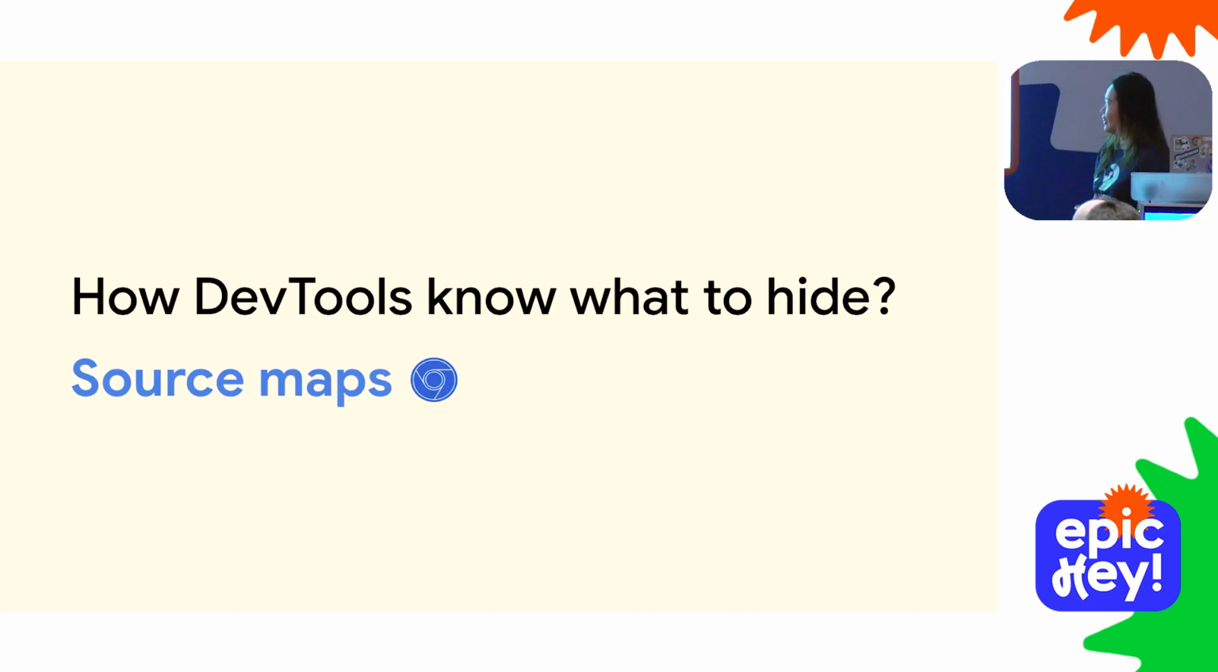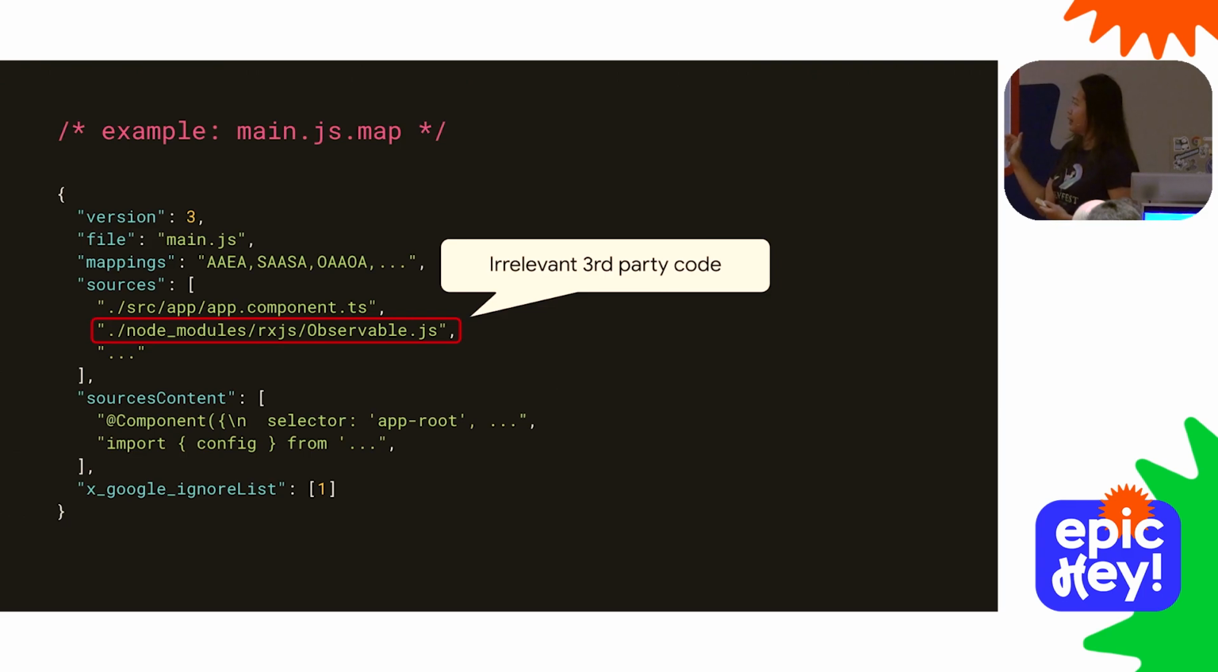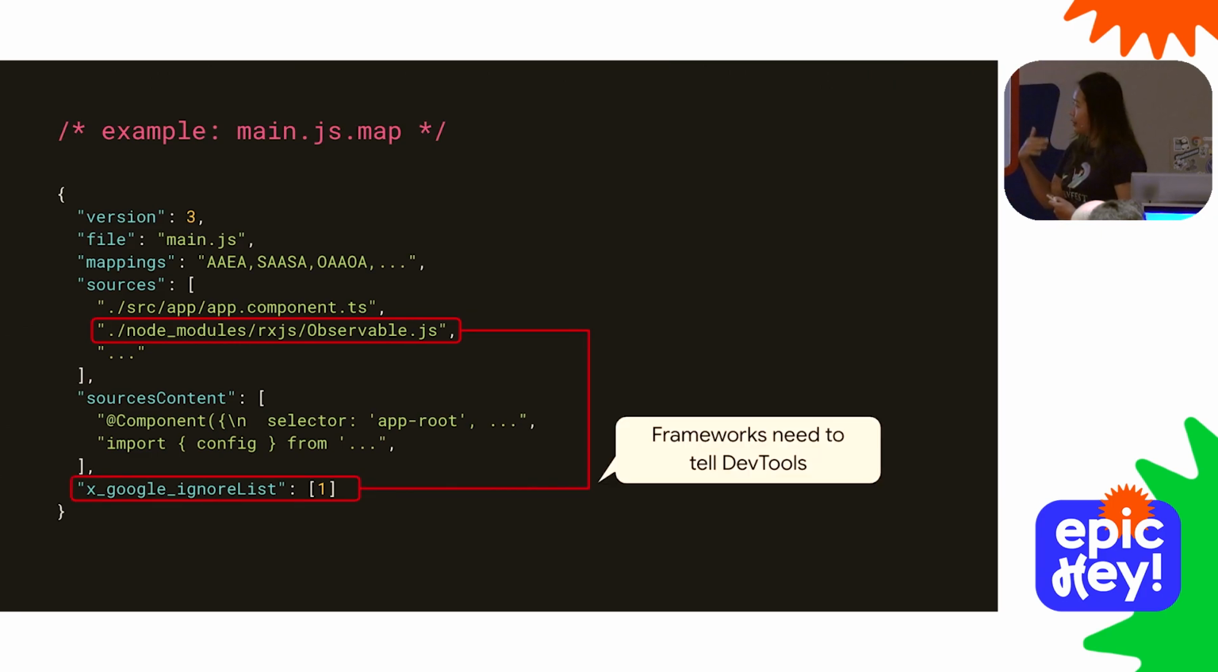So not exactly. DevTools gets this information from the source map. For example, this RxJS JavaScript file is third-party code. DevTools doesn't know this is third-party code until your build tool tells us. So for example, if the build tool populates this x_google_ignoreList field, and it's an array, it says that item number 1, this line, is something that you should ignore. So we will take that information and hide it by default, skip it, and then show you the gray folder just now. So this is how we get the information.